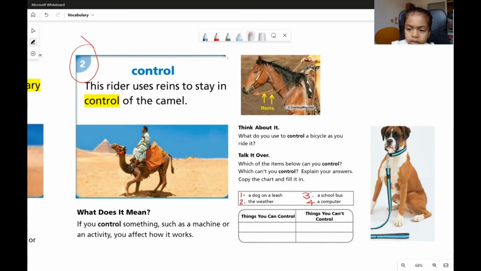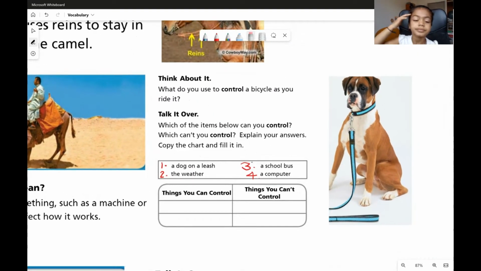So now let's do the exercise. Which of these items can you control? If you can, then put it here. If I cannot control it, then put it in the box which is written things you cannot control, okay? So let's see.